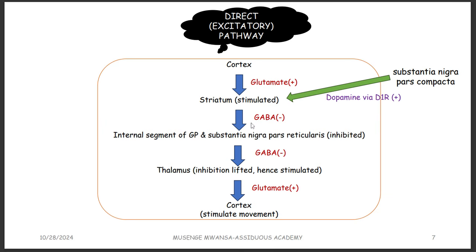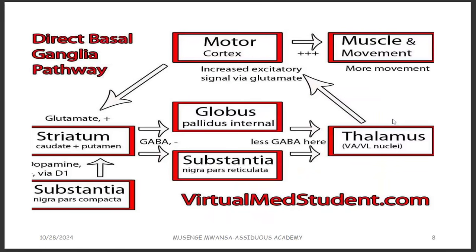Please don't forget the neurotransmitter produced on each part. The striatum, which is the globus pallidus and the putamen, besides them receiving information from the cortex, they can as well receive information from the substantia nigra pars compacta, which can produce dopamine via the D1 receptors, and these are stimulatory, so they can still stimulate the striatum. The D2 receptors, those are inhibitory.